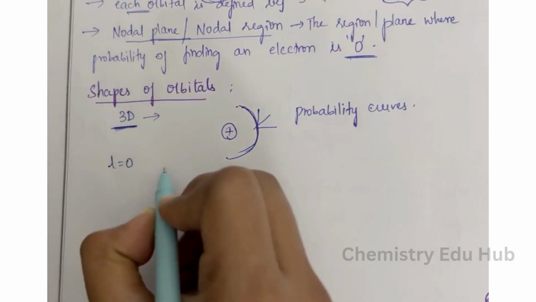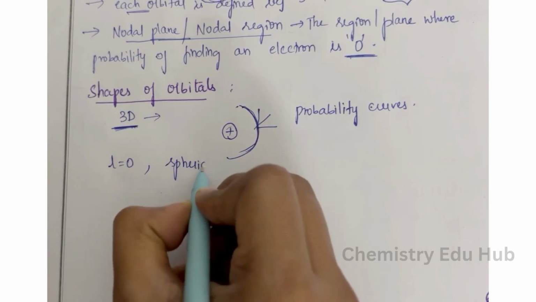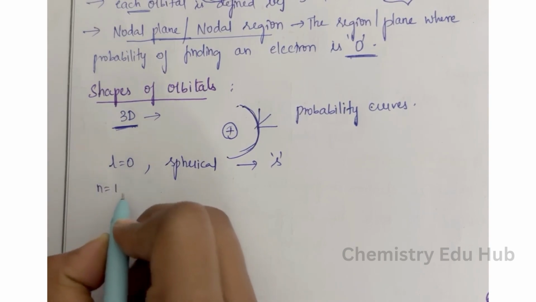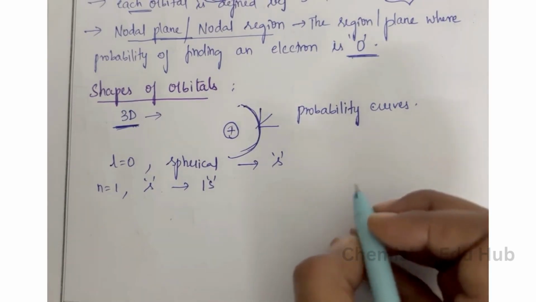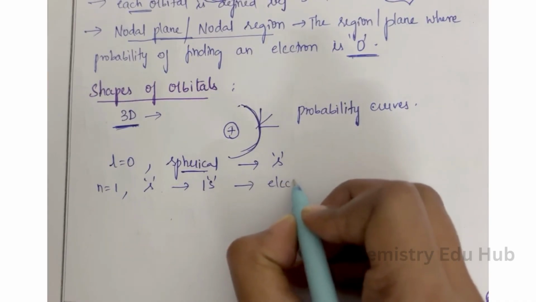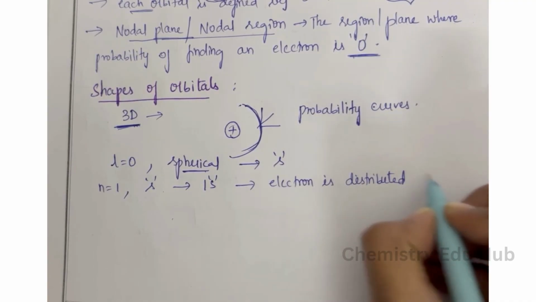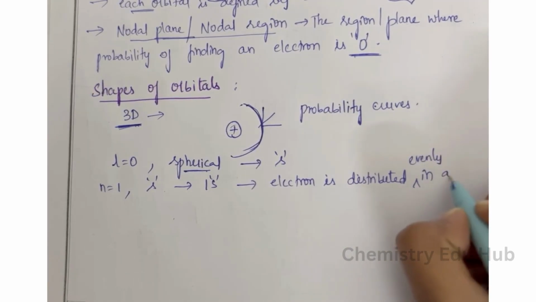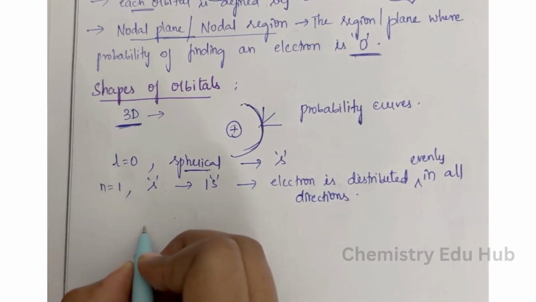So if L value is 0, then the shape of the orbital is considered to be spherical, and we represent that orbital as s orbital. So in the first shell, you find only s orbital and you call it as 1s orbital. Now this orbital will have the spherical shape because the electron is distributed evenly in all directions possible. So hence the shape of the s orbital is spherical.